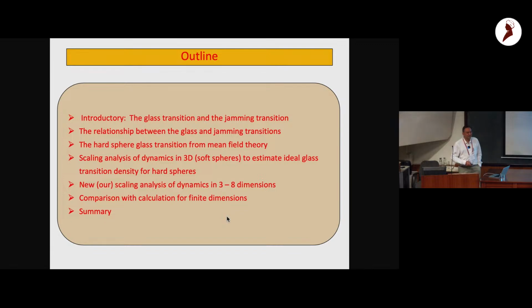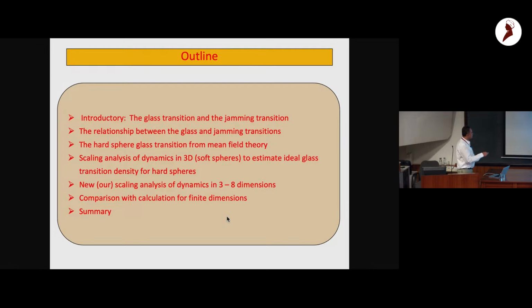So here's the outline of my talk. I'm going to say very little about the glass transition and the jamming transition. This has already been introduced, to the extent that it was needed. I'll spend some time talking about the relationship between these transitions as people have discussed in the past. And I'll then mention the phase diagram that one gets from mean field theory in infinite dimensions of the hard-sphere glass transition. Okay, and this is going to be a reference point.